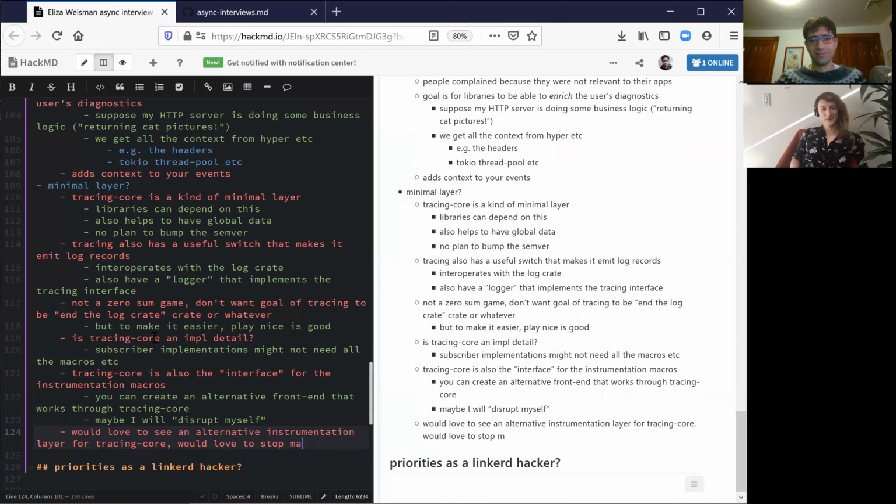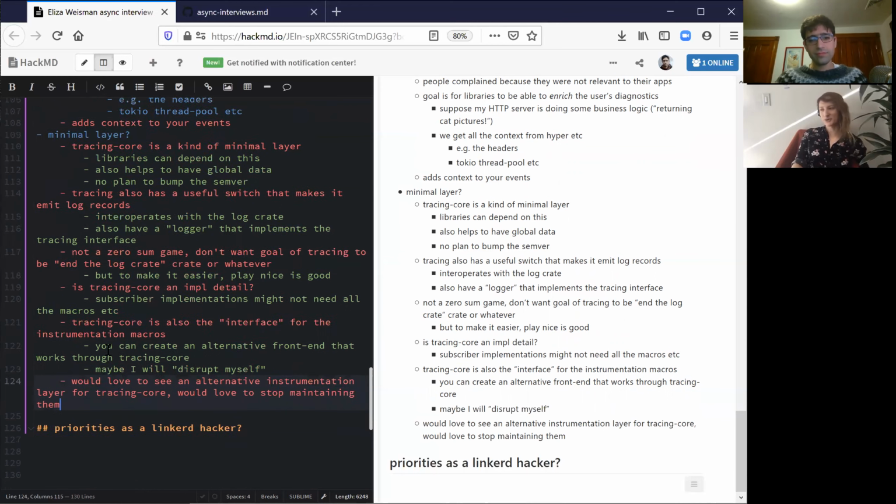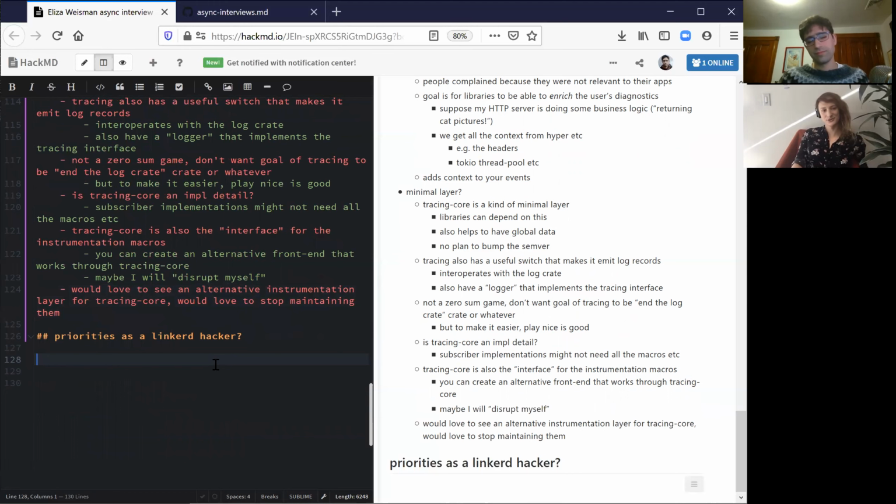I mean, they work, they do the job, but I don't like having to maintain macros. And if somebody came up with a more elegant, more usable instrumentation layer, I feel like that would be my ultimate victory here. I would feel very, very proud of myself.